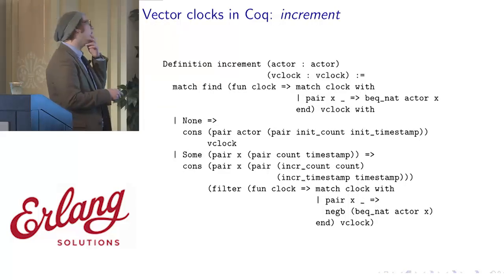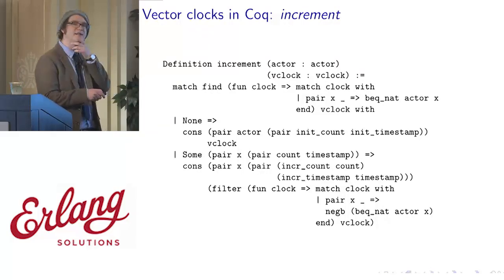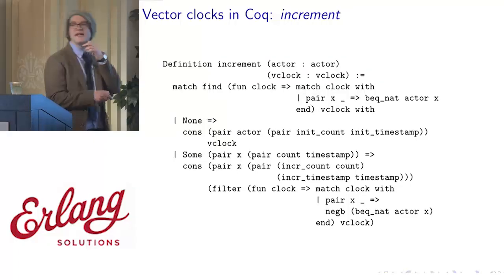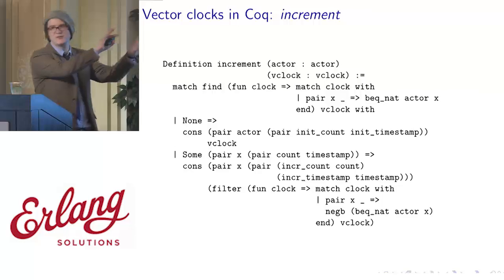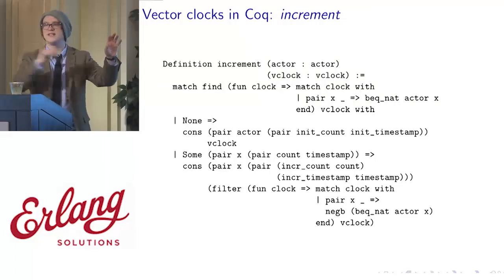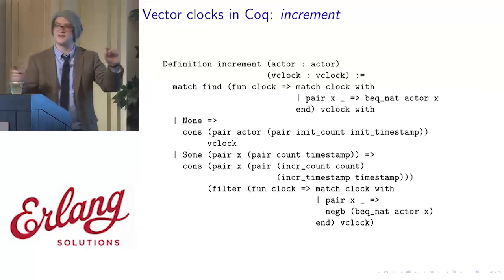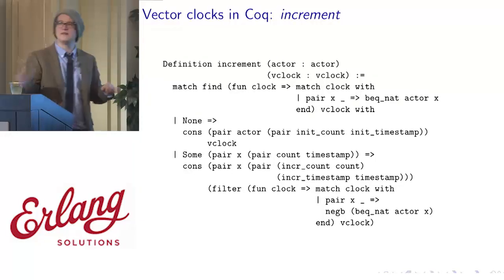So what we basically do is, if it's not there, we create a new one. So we create the pair of the actor, and then we call this init count method and this init timestamp method. So the init count gives us the initial count to start at, and this provides a lightweight abstraction so we can just call to get the initial count, because later we have to replace those functions. We'll talk about why. And then we create the new one, we cons it onto the list.